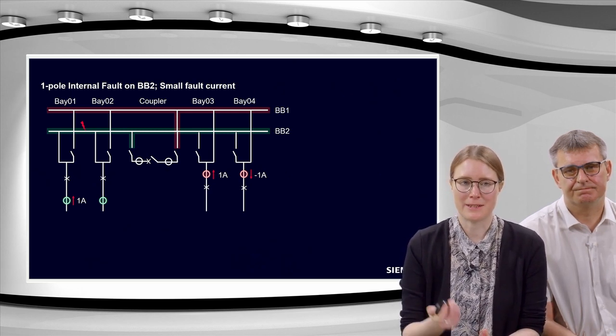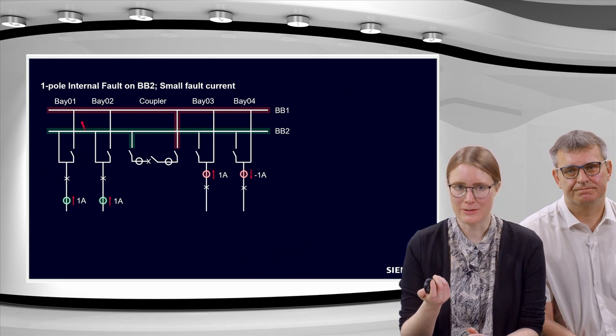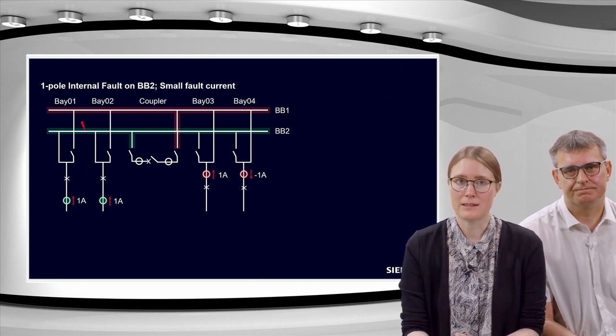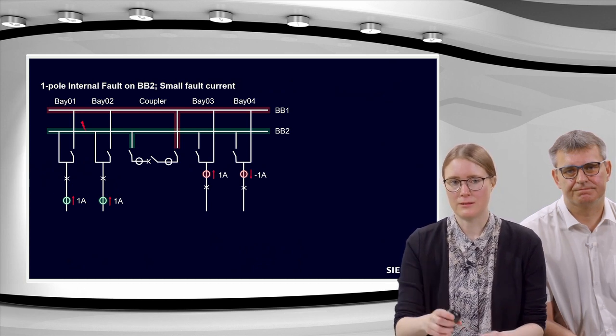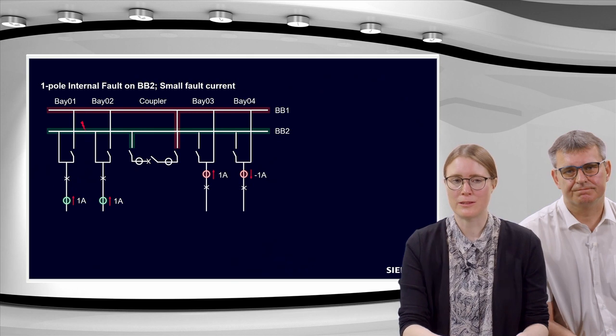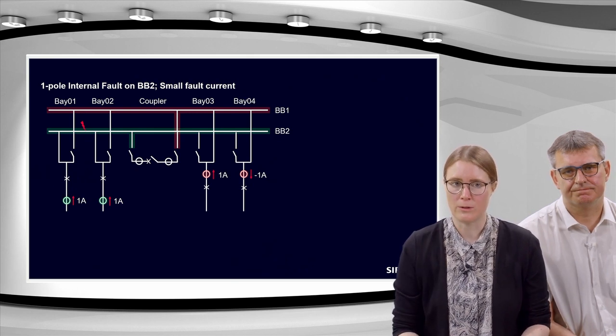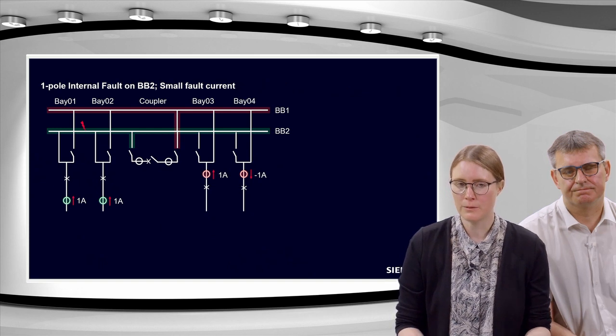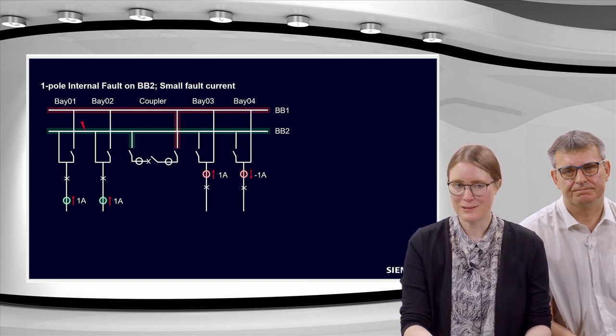And that means I just change the direction, as you can see here in bay 2, of the phase A current in bay 2. So now there is a current flowing towards the fault in bay 1 and bay 2, but only with an amplitude of 1 amp and only for phase A.